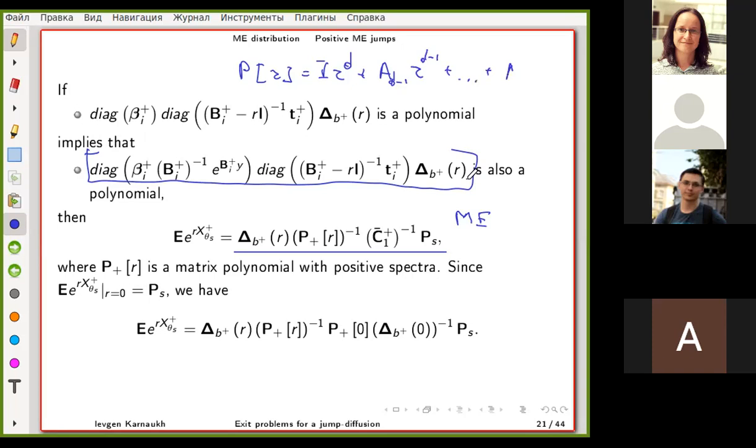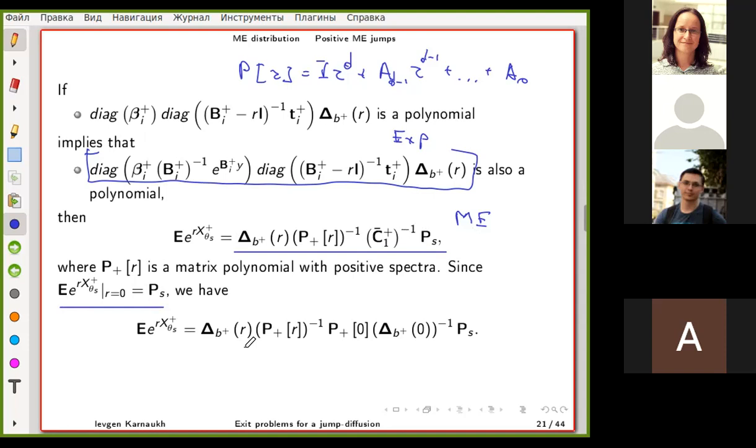Of course, this looks like some technical condition, but it is easy to see that if I have positive jumps that are just exponentially distributed, then all these elements will be scalar, and it is easy to see that it is a polynomial. So at least in the case when positive jumps are exponential, this case we call a Lévy process, not just the general jump diffusion process, this condition holds. So in this case, I can state that the moment generating function of X plus is ME distributed.